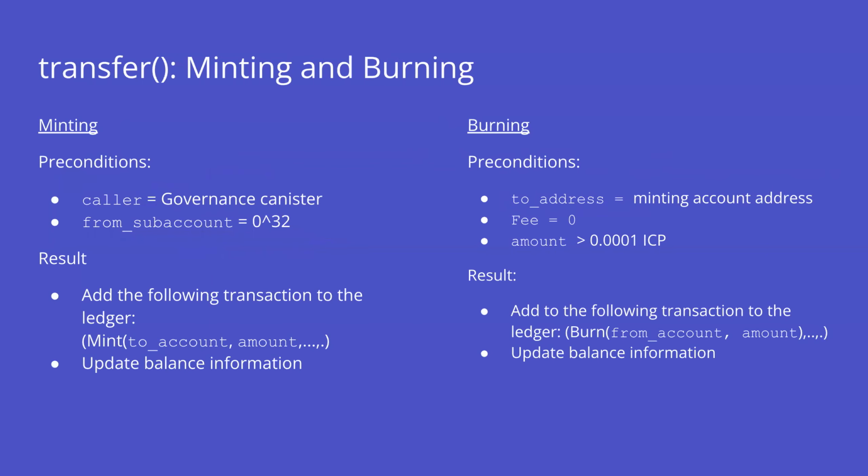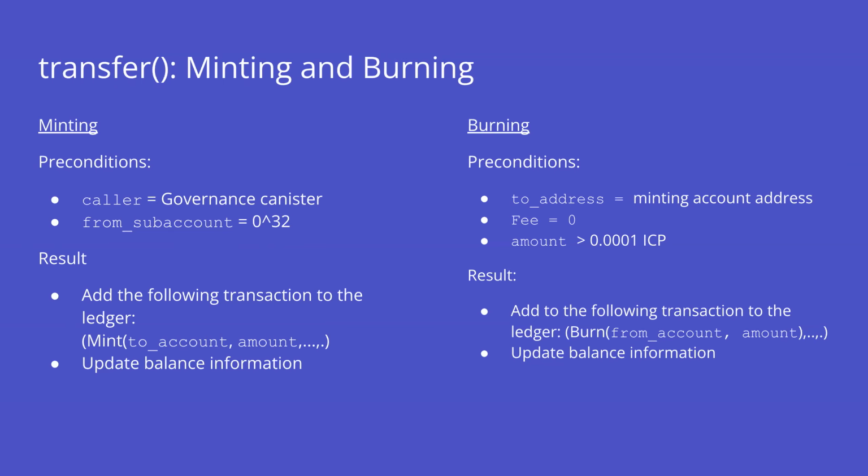For a minting transaction, the precondition is that the caller is the governance canister, the NNS. Only the NNS can mint new ICP, and the from sub account, that optional parameter, has to be null, the default 32 zeros. And the result is pretty obvious: you get a new transaction added to the ledger, and the balance information is updated.